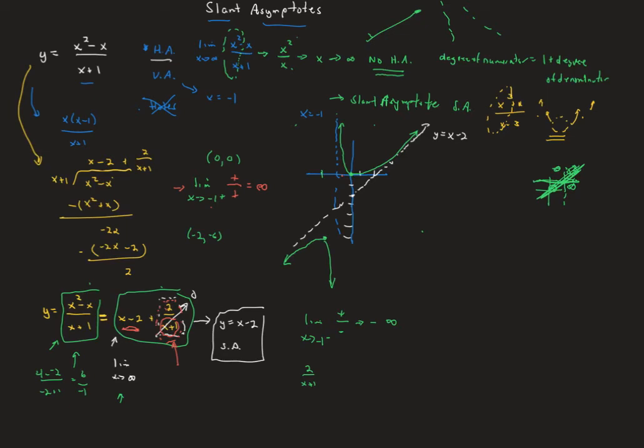Let's try another example. So in this case, we're going to say y is equal to x squared minus x minus 2 all over x minus 1.